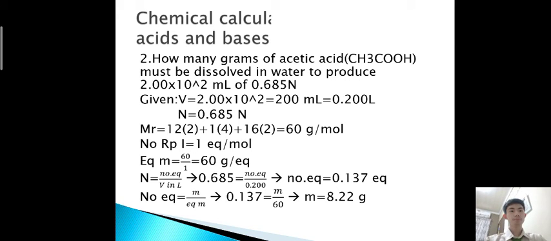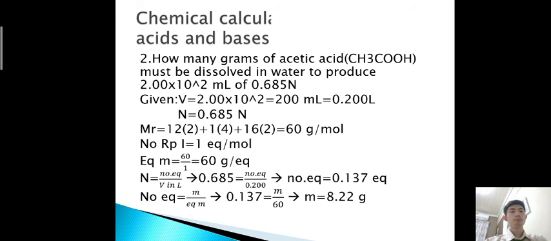Molar mass of acetic acid is carbon 12 times 2 plus hydrogen 1 times 4 plus oxygen 16 times 2, which is equal to 60 gram per mole. Then the number of replaceable ions is equal to 1 equivalent per mole because CH3COOH is one substance or compound. Then equivalent mass is equal to molar mass divided by number of replaceable ions, 60 divided by 1, is equal to 60 gram per equivalent.